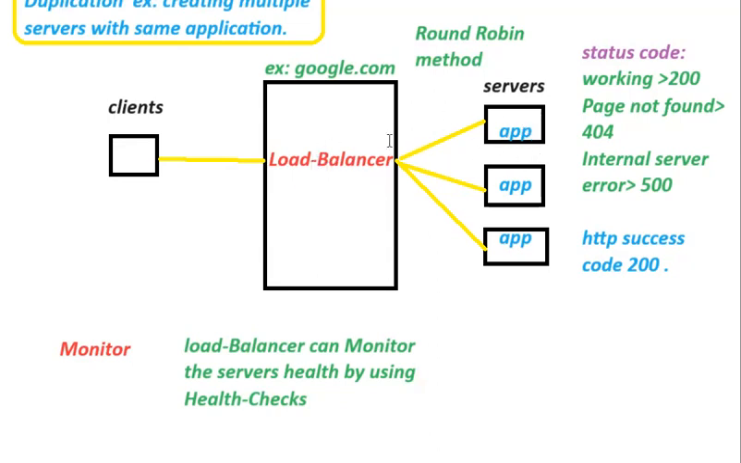The load balancer needs to monitor the application. Whenever the application fails, the load balancer will get a status code which is not 200. In that case, the load balancer thinks this application is not working, that this application is unhealthy.